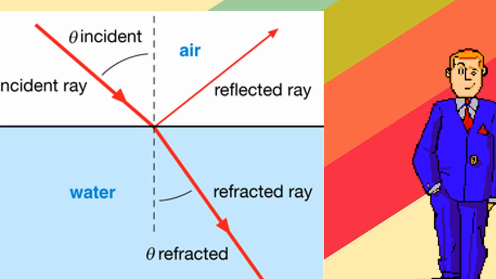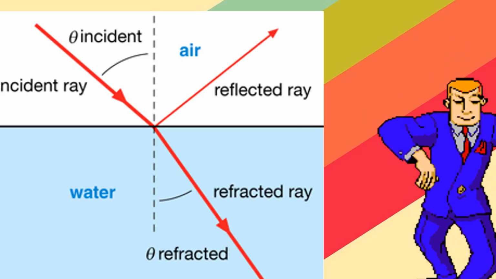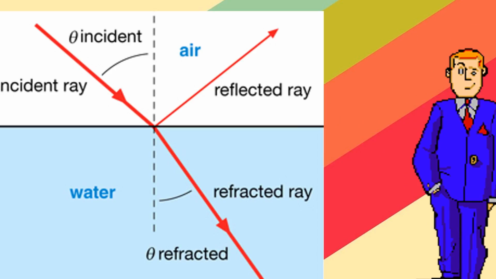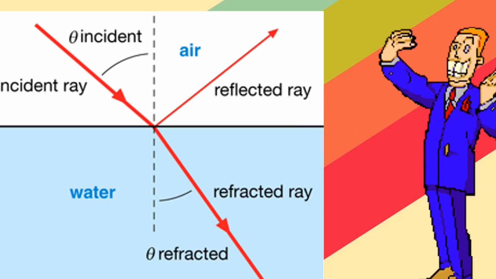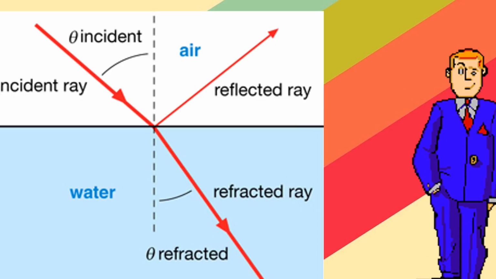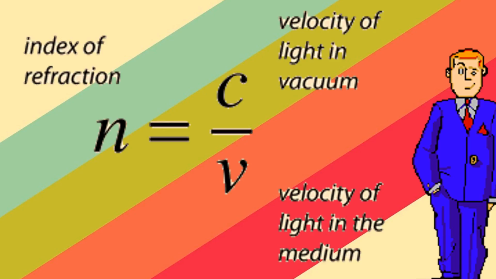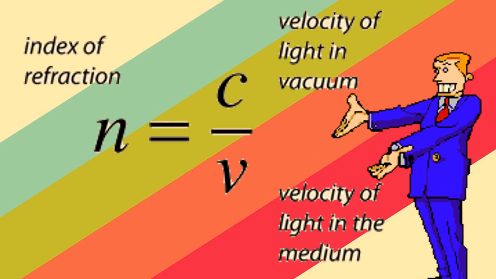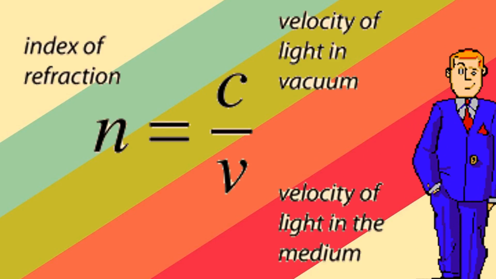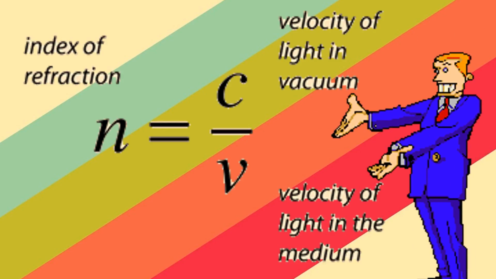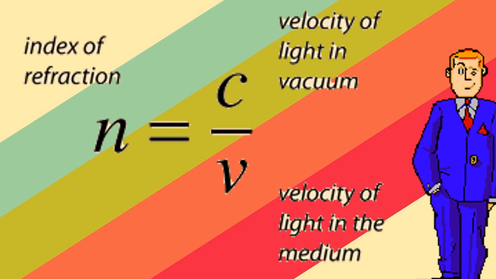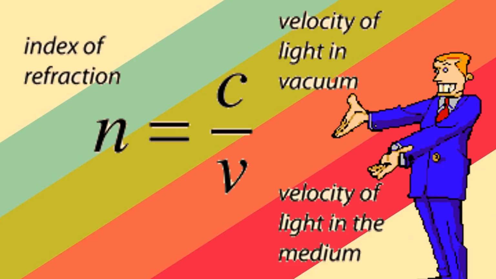But how do you know whether the light is faster or slower in different mediums though? Well, that's due to something called the index of refraction. The index of refraction is basically just the ratio of the speed of light to the speed of light in a given medium. Here we have a nifty little diagram explaining the equation to find the index of refraction. C is the speed of light, which will always be 3 times 10 to the 8. However, to find V, we must look at the chart.